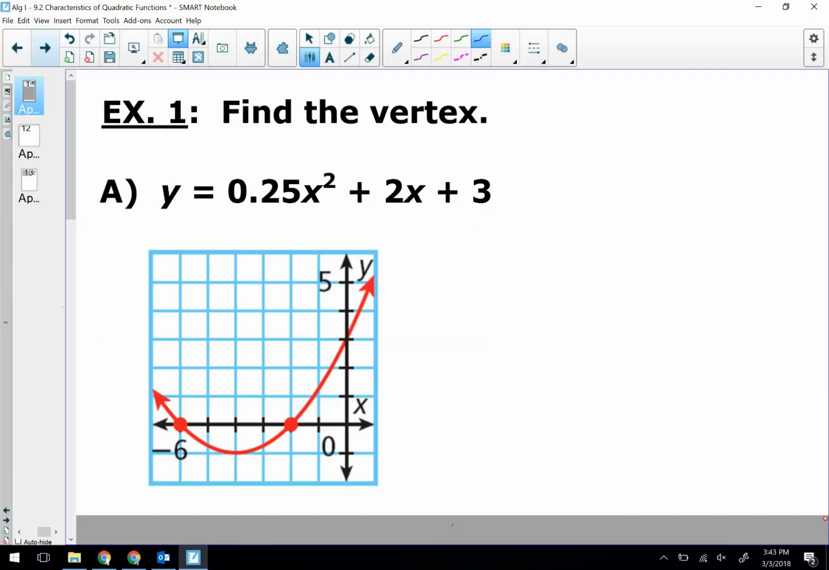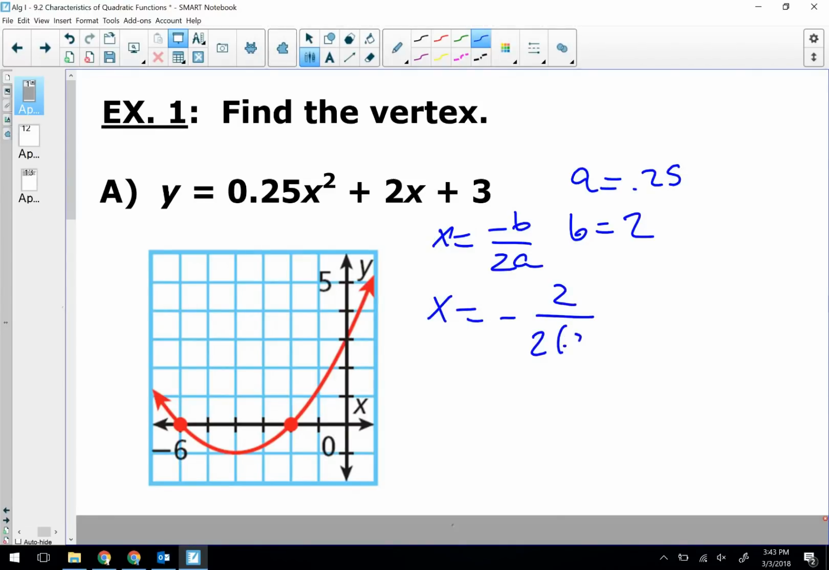All right, so find the vertex. There's a couple different ways we can think about this. Let's try the formula, for example. Step 1, find the axis of symmetry. So x equals negative b over 2a. Oops, that negative should go out front, but it doesn't really matter. So a is 0.25, b is 2. So it's x equals negative b over 2 times 0.25. So that means we got 2 over 0.5, negative in front. 2 divided by 1/2 gets us 4, and it's negative 4. x equals negative 4.